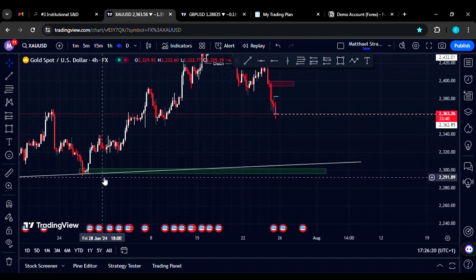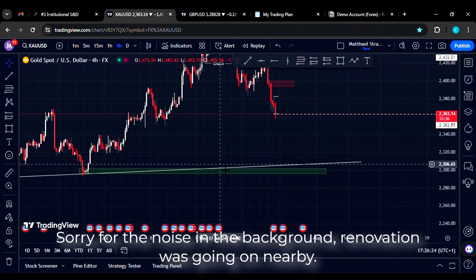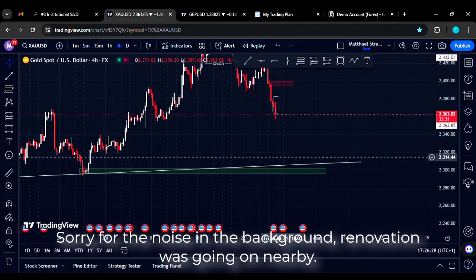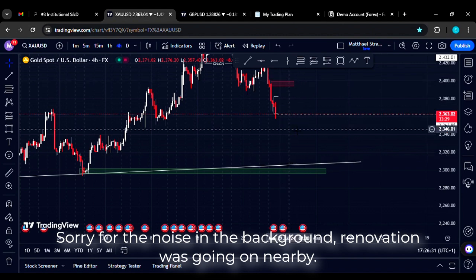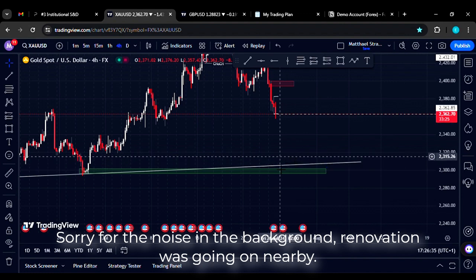Then, with this trend line, it's kind of like a guide for us to know that before price will be able to continue with the uptrend, price should be able to get somewhere close to this trend line or even touch it.